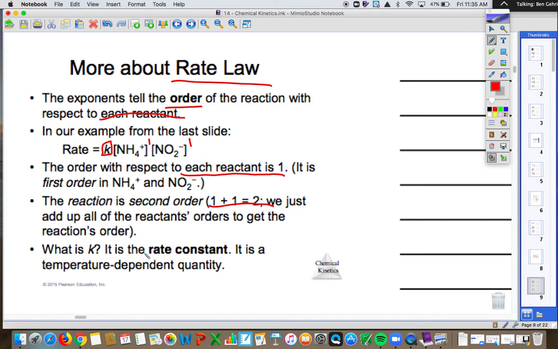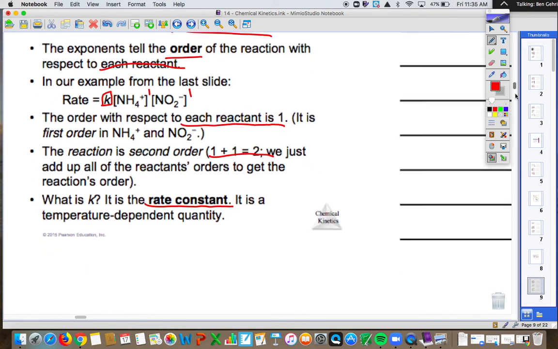But k is your rate constant. It depends on temperature, because remember, temperature is one of those things that affects the rate of reaction. So k is temperature dependent, but that is what we're going to start looking at here. We will get to that next time.